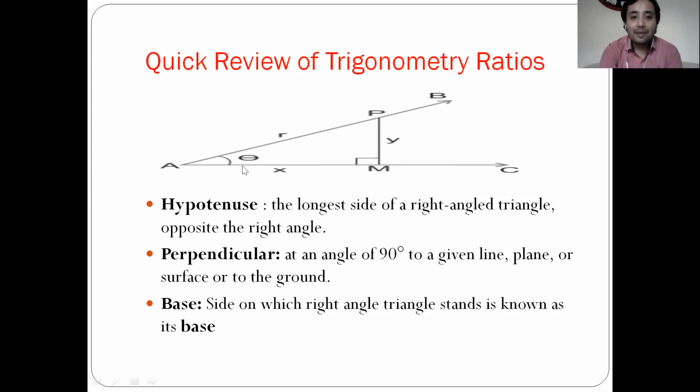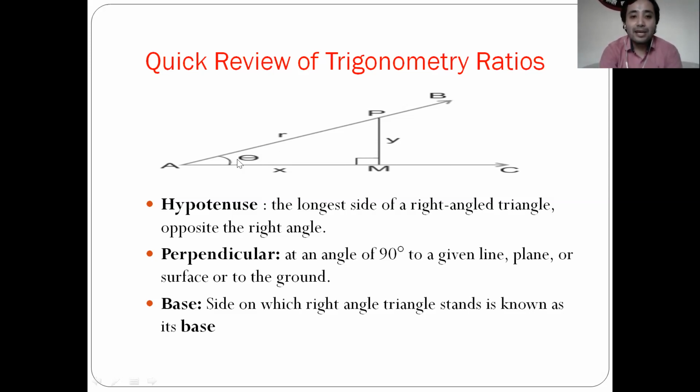Once again, if theta is the angle of inclination, then the side opposite to theta, PM, will be my perpendicular, and the side on which the right angle triangle stands, that is AM, will become my base. So if theta is here and we categorize the sides, then PM will be my perpendicular, AM will be my base, and AP will be my hypotenuse. Hypotenuse will be the same from whichever point we are viewing the triangle.